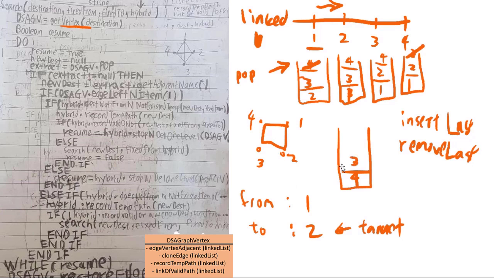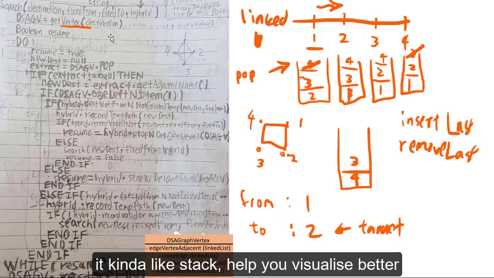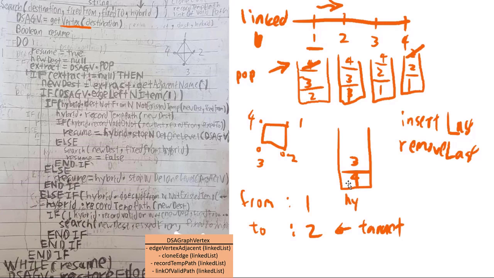This stack, we call this a hybrid stack. Okay, let's call this a hybrid stack. This hybrid stack is from my DSAGraph vertex. My DSAGraph vertex can act like a stack.